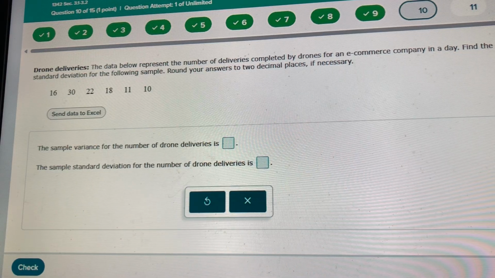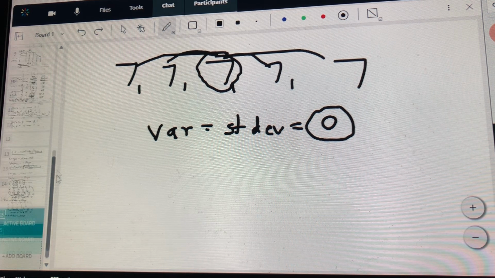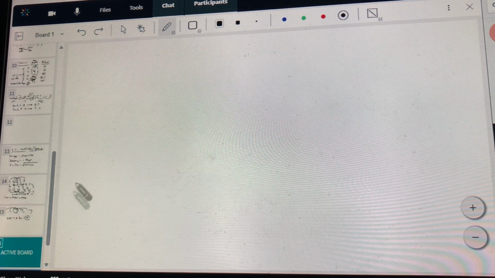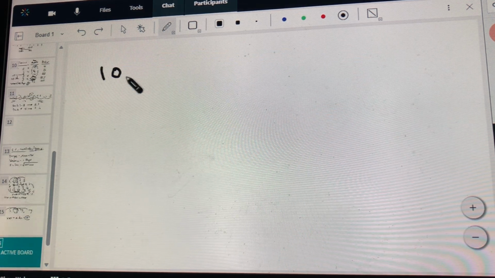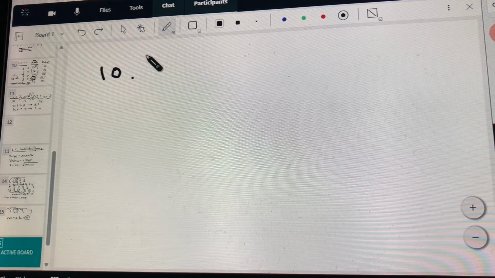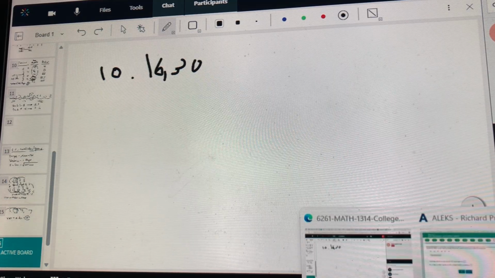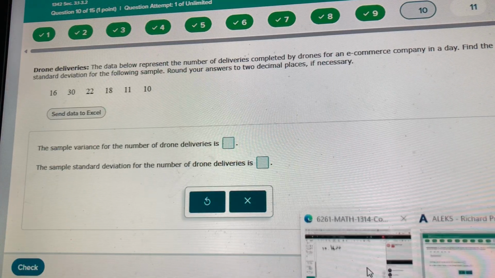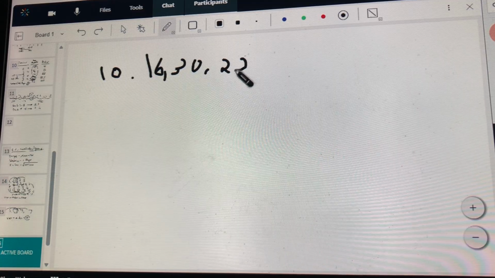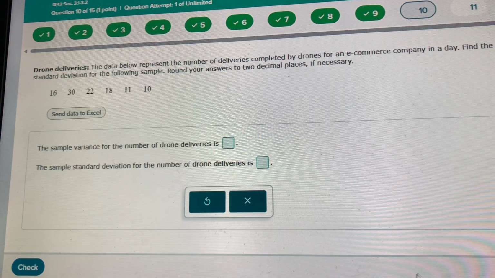Okay, so they want me to calculate this now, and I have 6 original numbers given to me. This is number 10, I believe. Yes, number 10. So it turns out it doesn't matter if the data's in order. 16 and 30. 22 and 18. 11 and 10.